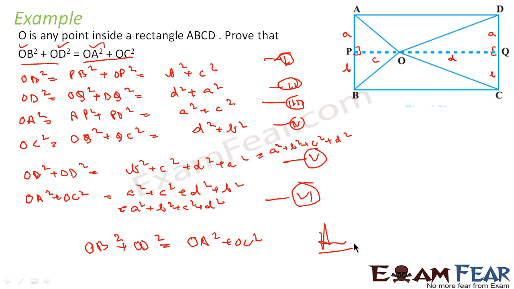Very simple application of Pythagoras theorem. Just you have all the sides given. You use the Pythagoras theorem to get the side as square of other two sides.